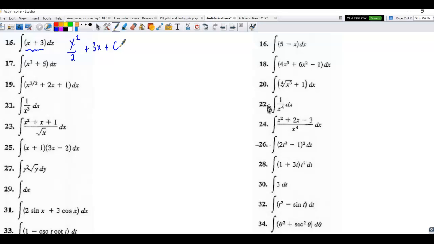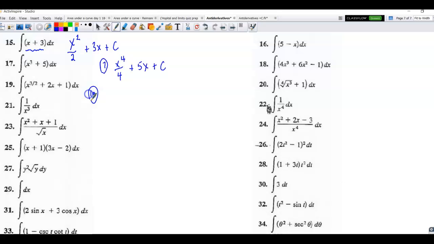So the plus c is very, very important. Make sure you include that every time you find a general antiderivative. Number 17. Again, we're going to reverse the power rule. So in number 17, we're going to increase the power, so that becomes x to the 4th divided by the new power of 4, plus 5x, and then there's the constant of integration, plus c. Don't forget the plus c.